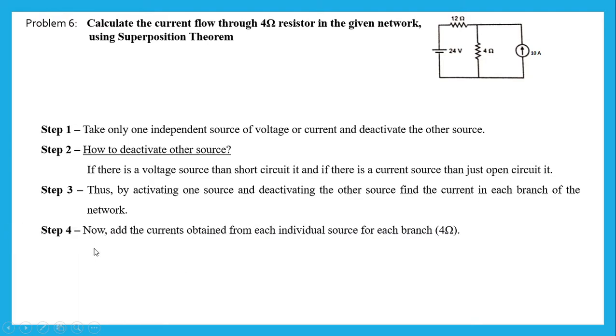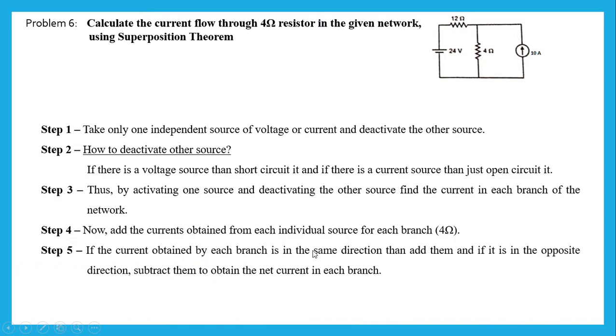Step 4. Now add the currents obtained from each individual source for each branch. It is a common step. But for this problem, we are going to find the current flow through 4 ohm resistor only. So, we are going to add the current corresponding to 4 ohm resistor only. Step 5 is also common. If the current obtained in each branch is in the same direction, then add them. And if it is in the opposite direction, subtract them to obtain the net current in each branch.